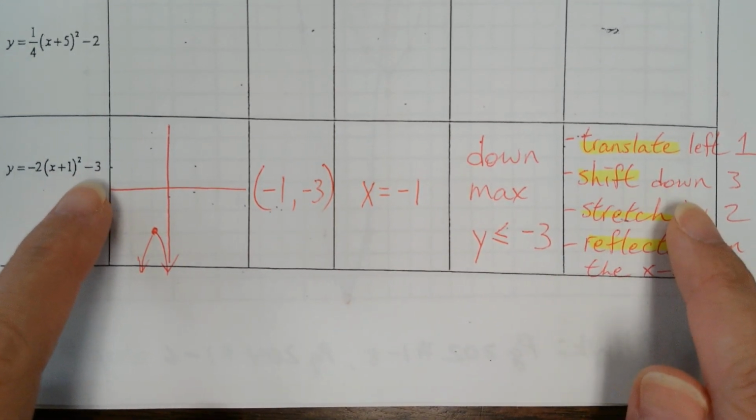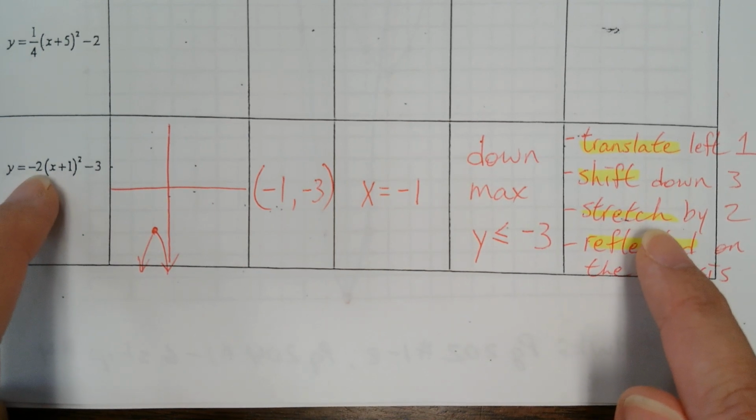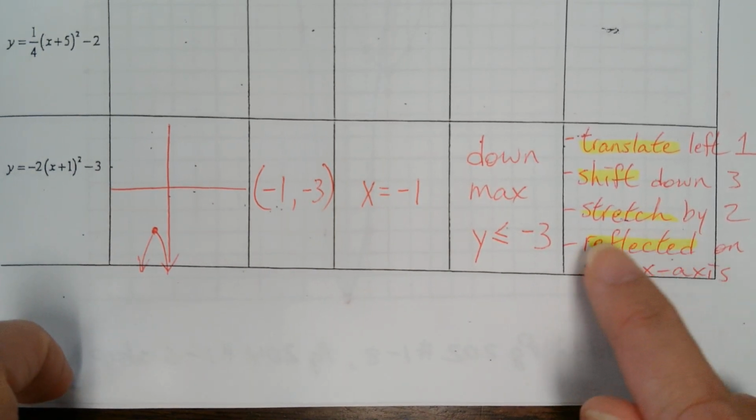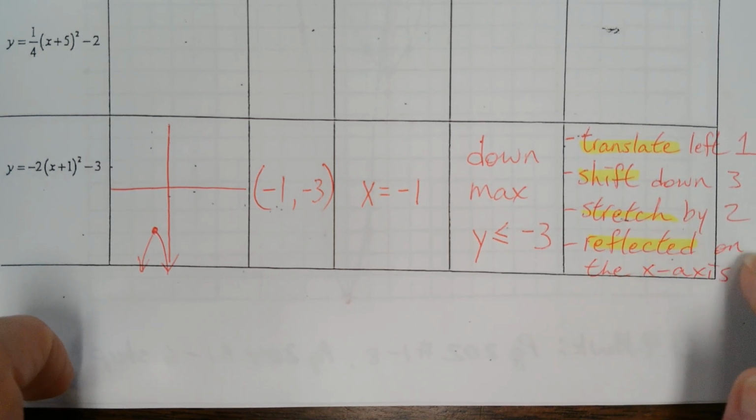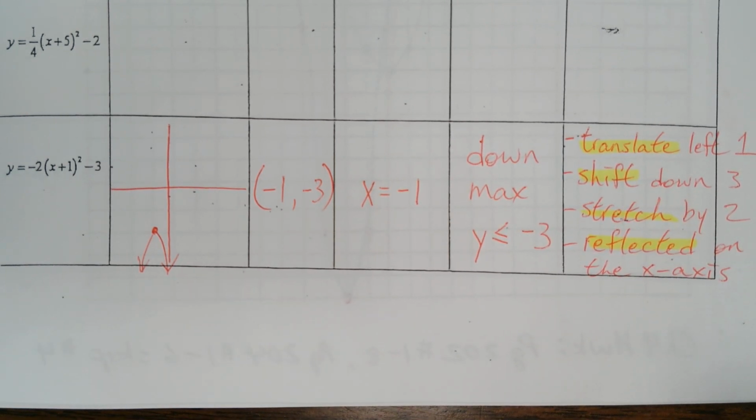Shift down 3, stretch by 2, and also the word reflected. Okay, don't say flip. Reflected on the x-axis. If you just write reflected, you're not going to get the mark. You're going to get half a mark. Reflected on the x-axis. Again, in grade 11, you do reflected on the y-axis. That's why I want you guys to get used to using these terms.